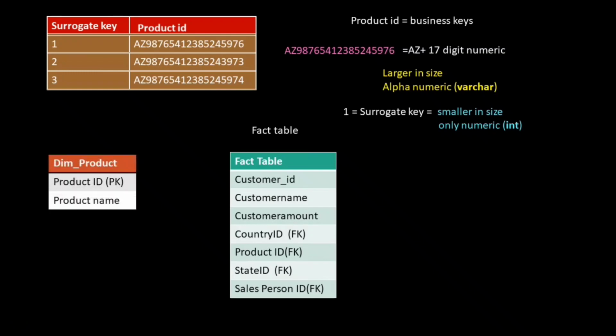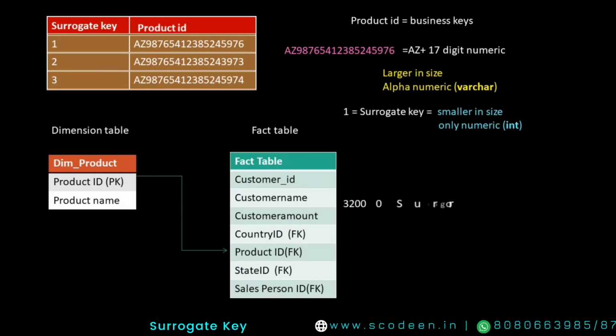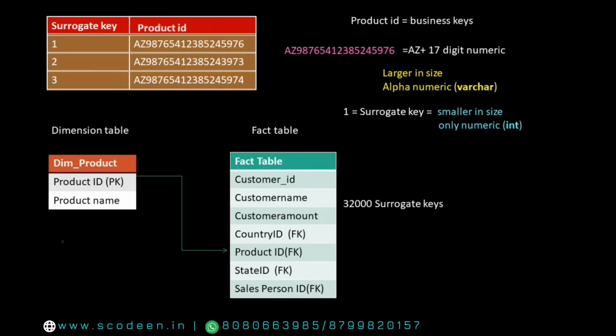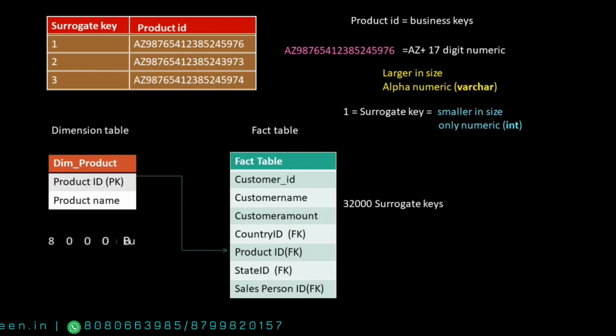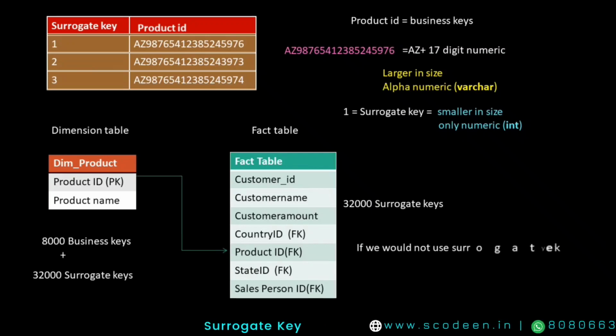We can observe here in the fact table and in the dimension table, what will be the difference? In the fact table, the total number of product IDs will be 32,000. That means we have to place 32,000 surrogate keys. In the meantime, in the dimension table also, we have to place 32,000 surrogate keys. Plus, product ID is the primary key here in the dimension table, so 8,000 business keys will be there.